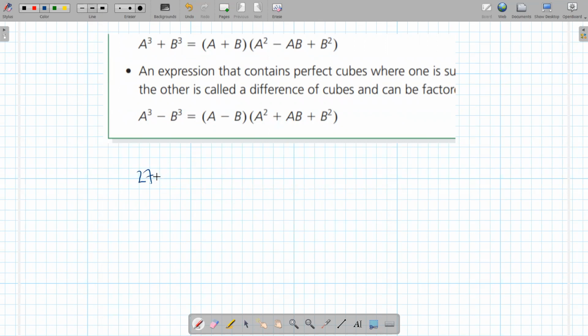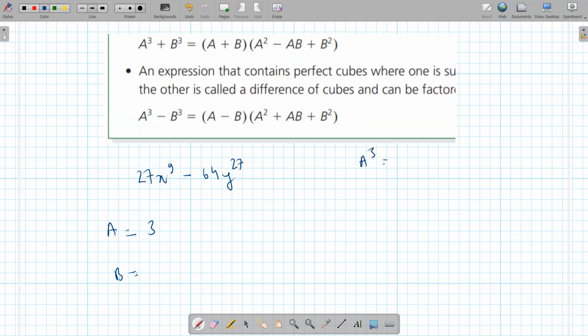27x^9 minus 64y^27. What is a? What is b? Would it be 3 something and 2?